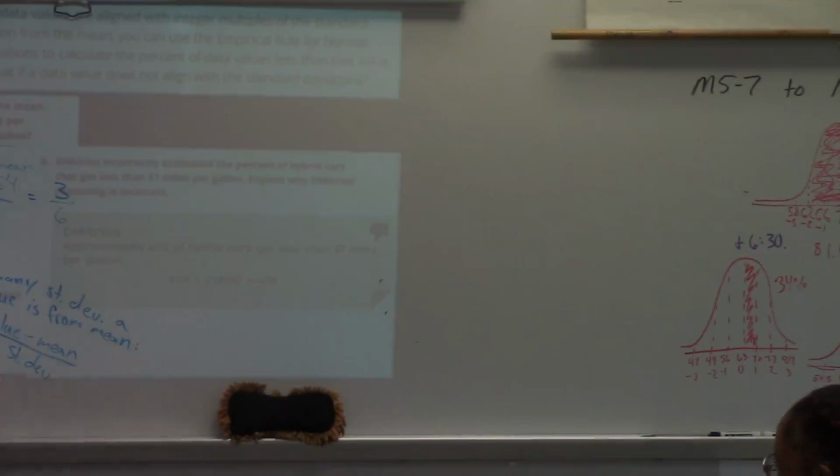Now there's one more thing I want to point out about this before we move to B. Let's say I have a value of 46 miles per gallon. And I want to find out how many standard deviations that 46 is from the mean. What am I going to do to that 46? Subtract 54, the mean, and divide that by 6, the standard deviation, which now gives me a negative. Why is that a negative value?